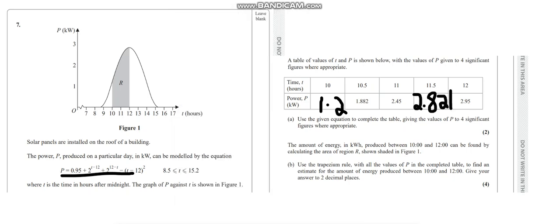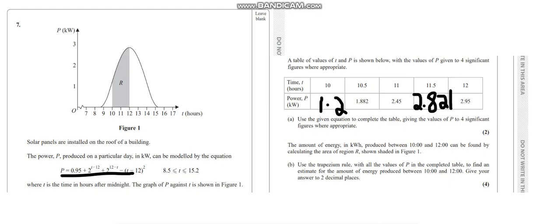And moving on to the B part, the amount of energy in kilowatt hours produced between 10 am and 12 pm can be found by calculating the area of region R, shown shaded in figure 1. The B part asks us to use the trapezium rule with all the values of P in the completed table to find an estimate for the amount of energy produced between 10 and 12. Give your answer to two decimal places.